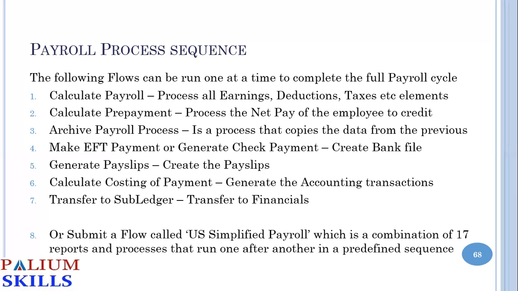Is the flow clear? Just this sixth one, generate the accounting transactions. I didn't get that. After generating payslips, you said something about the bank. Actually, what happens is when you generate the payslips, then we do the costing. The costing process will generate the debit and the credit transactions.